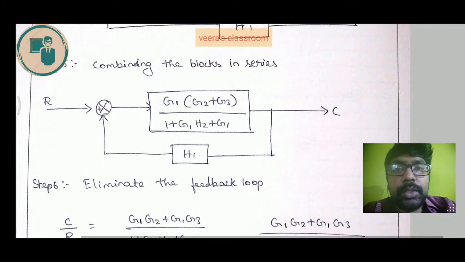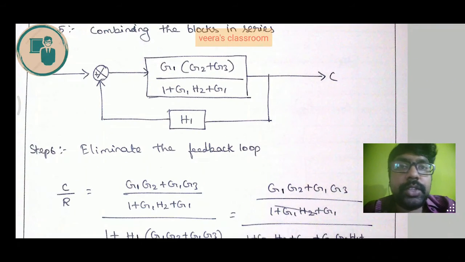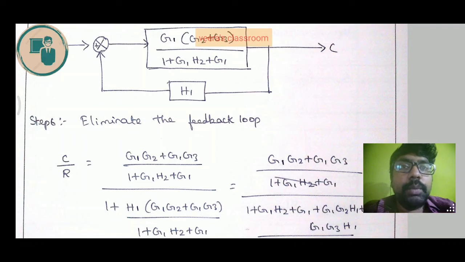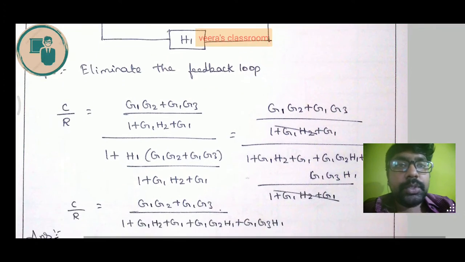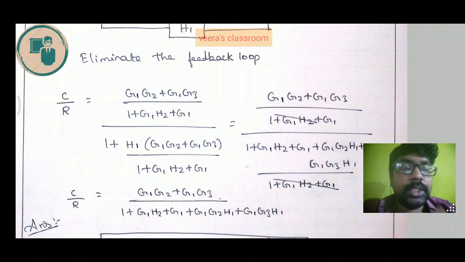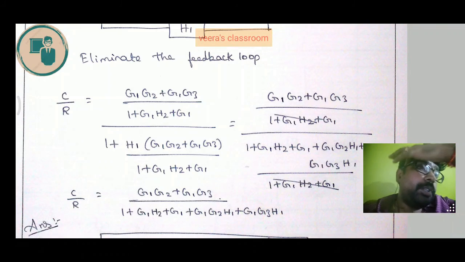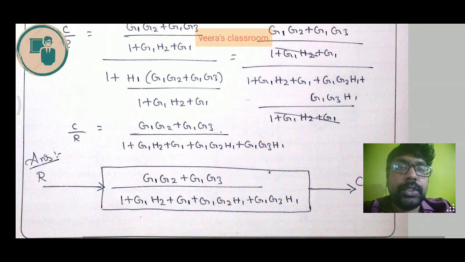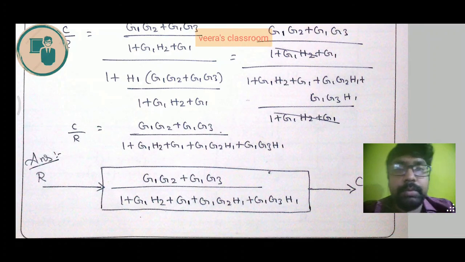This feedback loop is also a negative feedback. Instead of G, we have a large term here, that is G1 G2 plus G1 G3 divided by 1 plus G1 H2 plus G1, and instead of the feedback element we have H1. So we will substitute it, and we are supposed to take the LCM at the denominator. When you take the LCM at the denominator, we have some cancellations. After that, we will get the value of C by R. The value of C by R is G1 G2 plus G1 G3 divided by 1 plus G1 H2 plus G1 plus G1 G2 H1 plus G1 G3 H1. So this is the final answer for this problem.